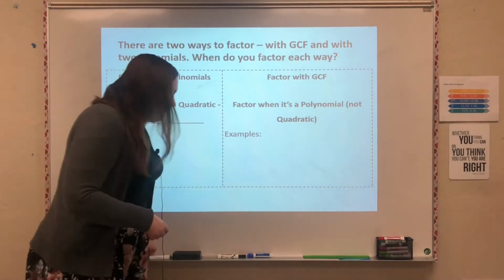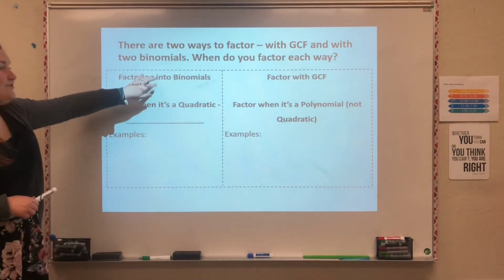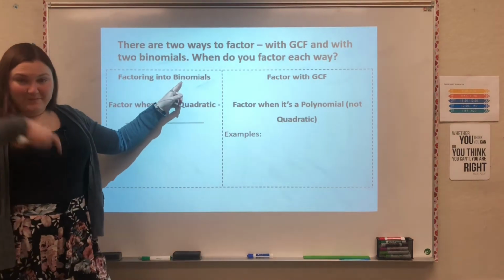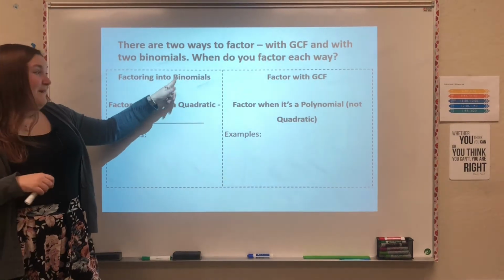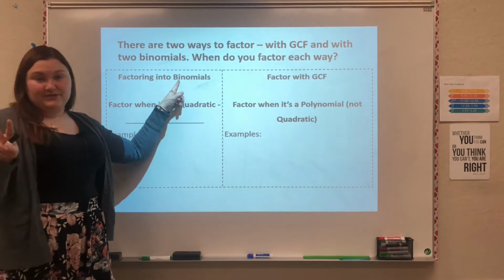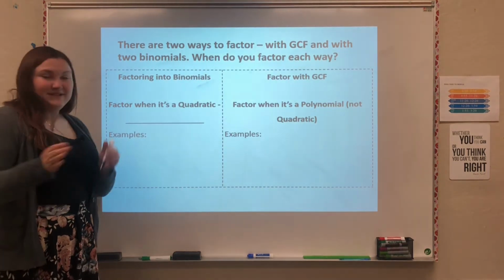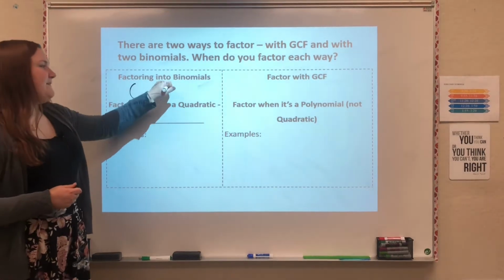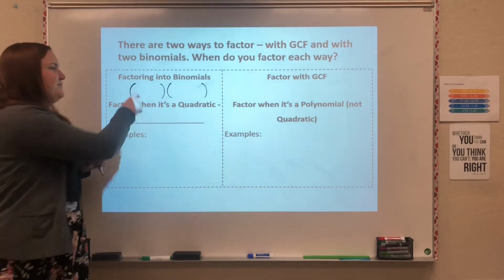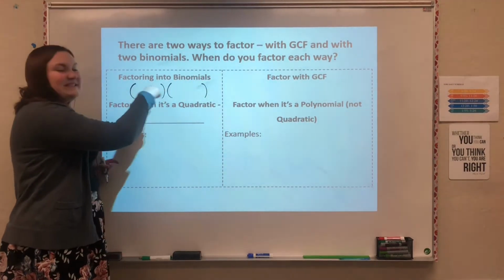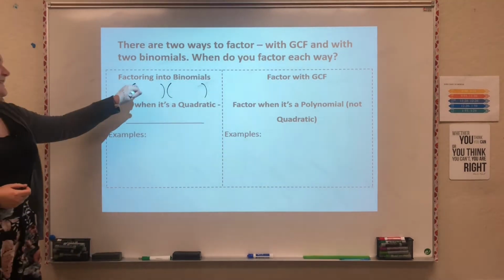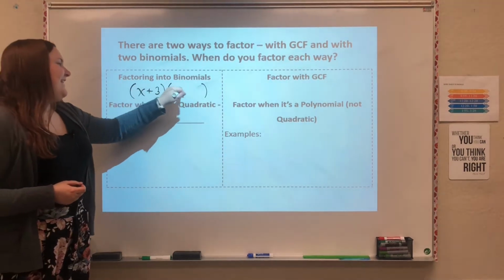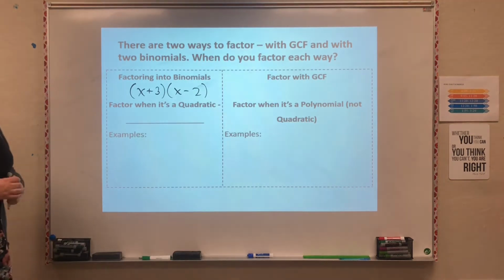We call what we were just looking at factoring into binomials. You remember back from our polynomials unit, binomial, well, bi means 2. Binomials means 2 terms. So when you're factoring into binomials, it looks something like that. They're going to be 2 parentheses and then 2 terms inside each parentheses. So something like x plus 3, x minus 2, something like that.